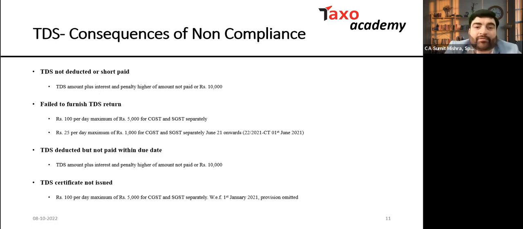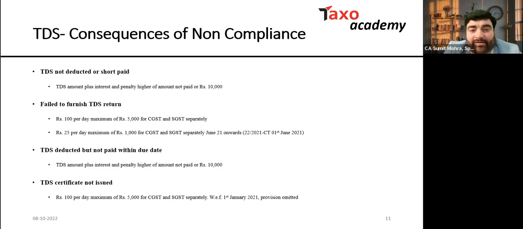If you have short paid, then you have to pay the difference along with interest at the rate of again 18%. And also there is a penalty that can be levied amounting to 10,000 or the amount of TDS, whichever is higher. So if you are violating the concept of TDS, like if you are not deducting 25,000 in a month, then you may have to pay 25,000 rupees. So these are harsh provisions that you have to take care of, so that there is no such kind of violation.